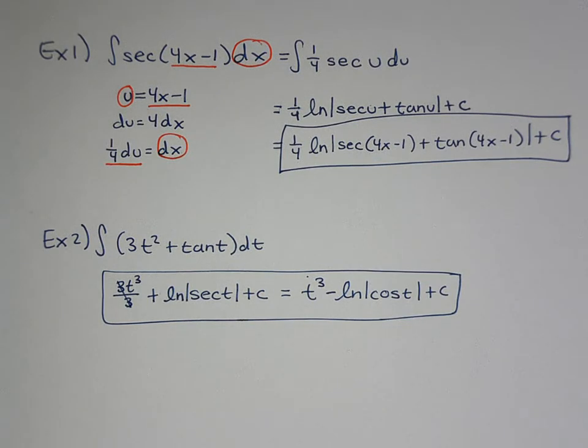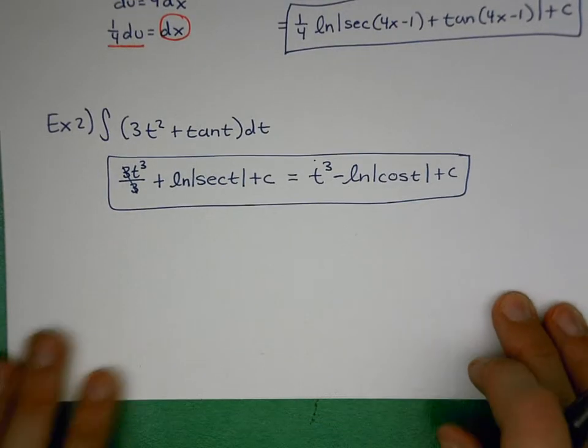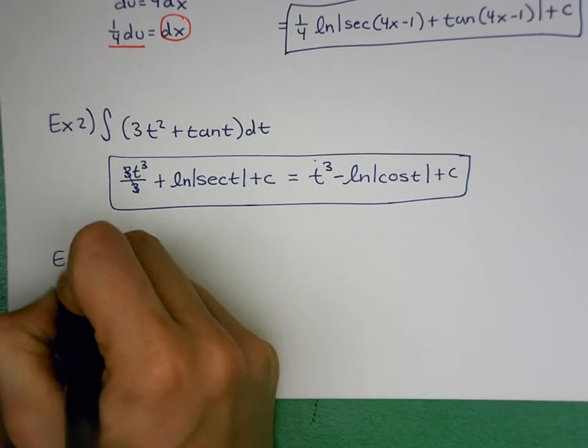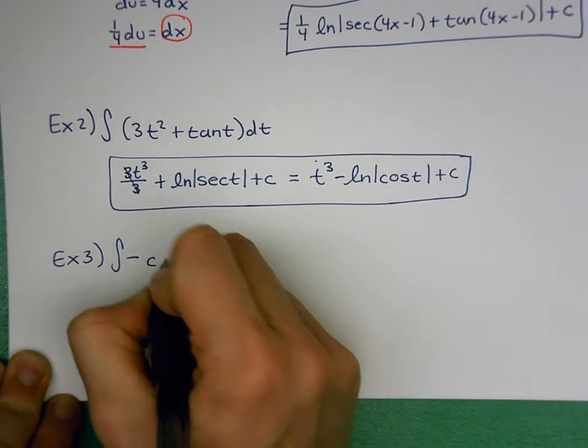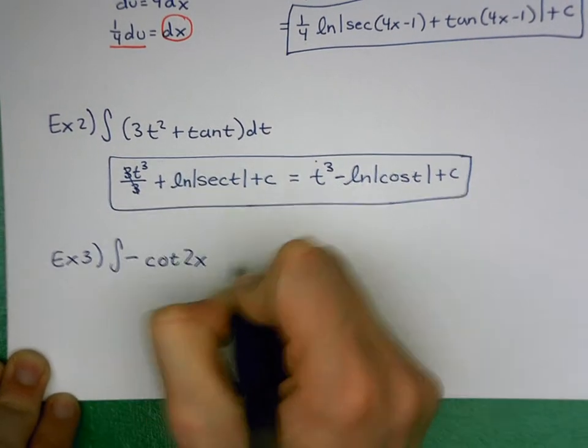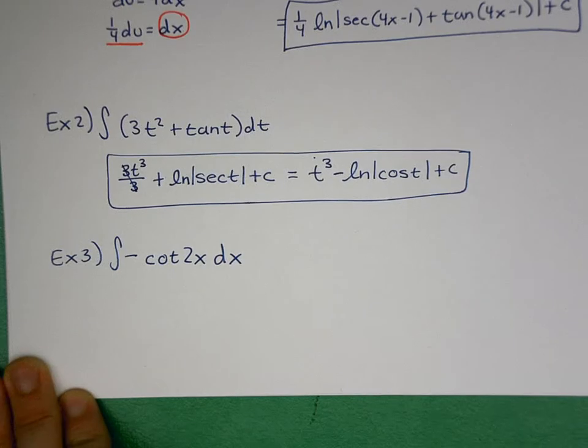Okay, let's do another trig one here. Example 3 is going to be the integral of negative cotangent 2x dx. Okay, go ahead and pause the video, restart it when it looks like people are ready.